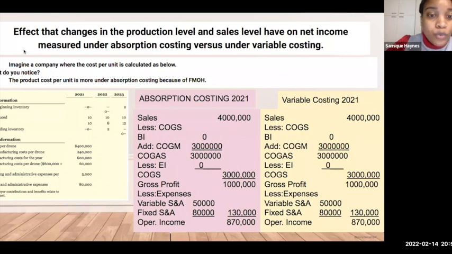So in 2023, we produced 10 and we sold 12. So what is our ending inventory in 2023? How can we produce 10 and sell 12? Where did we get the other 2 from? Right, we added it to the beginning inventory.